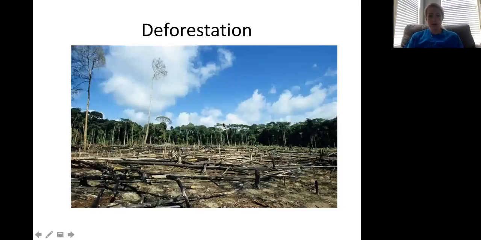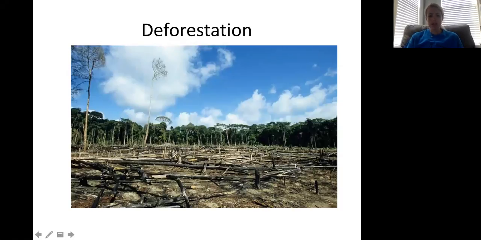So here's an example of a picture of deforestation. You can see where the forest is still intact towards the back of the picture, but you can see how it's all being cut down here. Looks like we have some burning happening here as well. They'll do that to make sure everything is gone before they level it off.